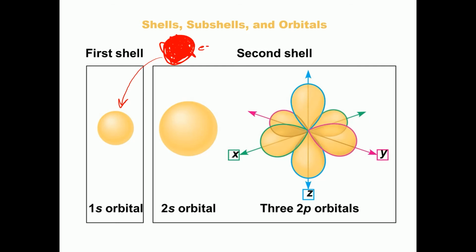And each electron shell is made up of 1 or more orbitals. And orbitals come in a variety of shapes, but each orbital can only hold 2 electrons max.